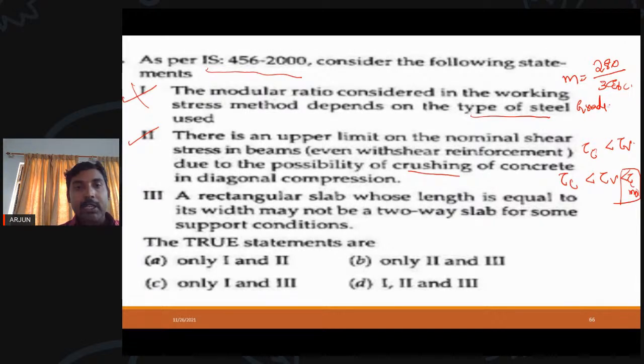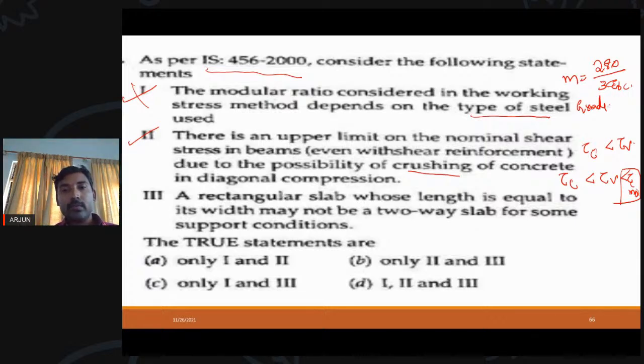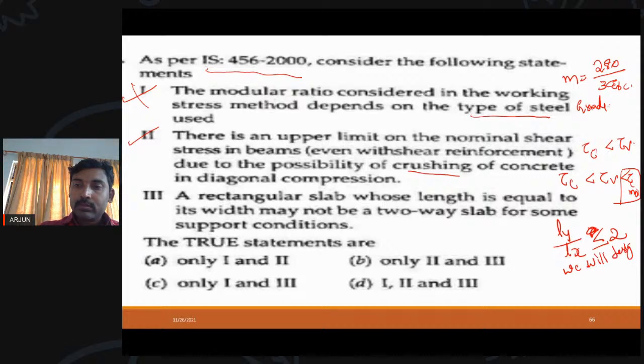The third statement given was: a rectangular slab whose length is equal to its width may not be a two-way slab for some support conditions. Generally, if the Ly by Lx ratio is less than or equal to 2, we will design it as a two-way slab.